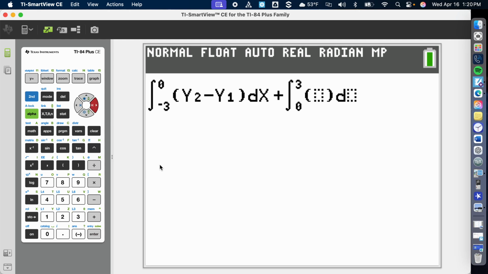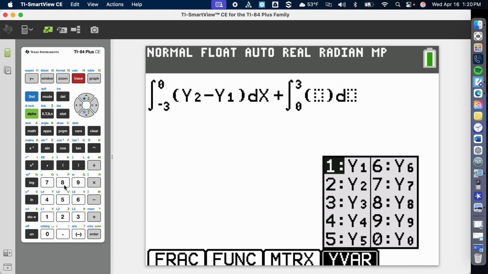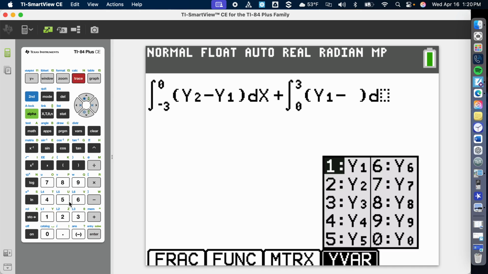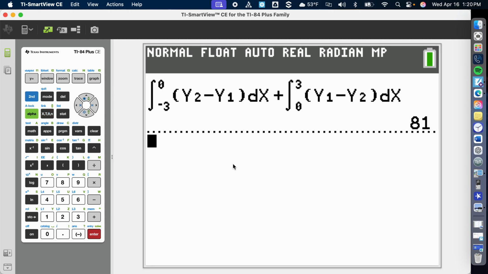0 to 3. We want f minus g on this one, so this is going to be y1 minus y2. So I'm just going to go right to f4. 1 minus 2. Basically, knowing the shortcuts can save you a ton of time. And that would be the area of the two pieces put together. Now, theoretically, in the time it took me to show you how to do this, we probably could have done it by hand and been done.